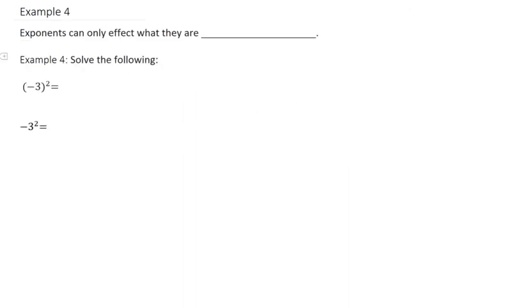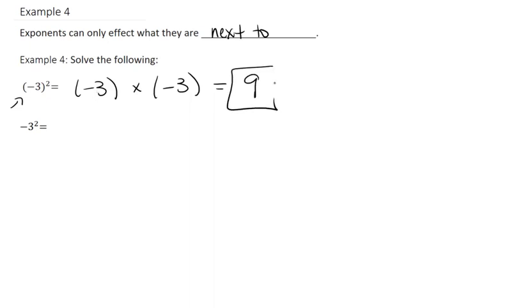Example 4. Now, exponents can only affect what they are next to. So let's look at the following scenarios and how they're different. The first one is encased in parentheses around the -3. So when you have an exponent raised to the second power on this parentheses with -3, that means we're going to multiply -3 times -3. Now, when we have 2 negative numbers, that makes it positive. So our solution will be 3 times 3, which is just 9.